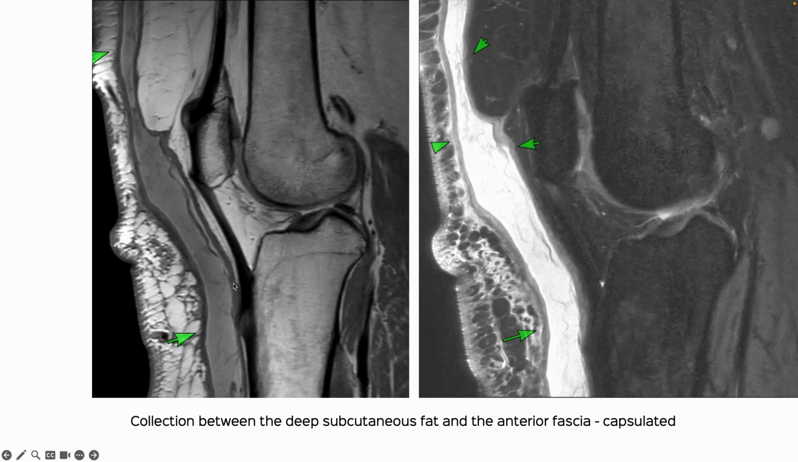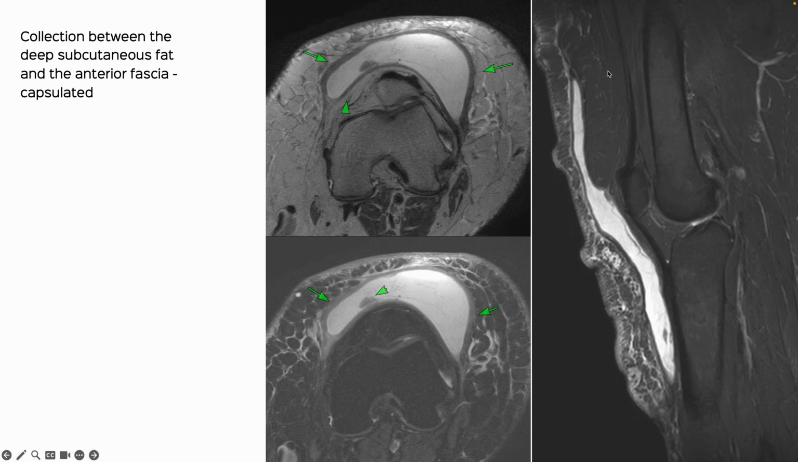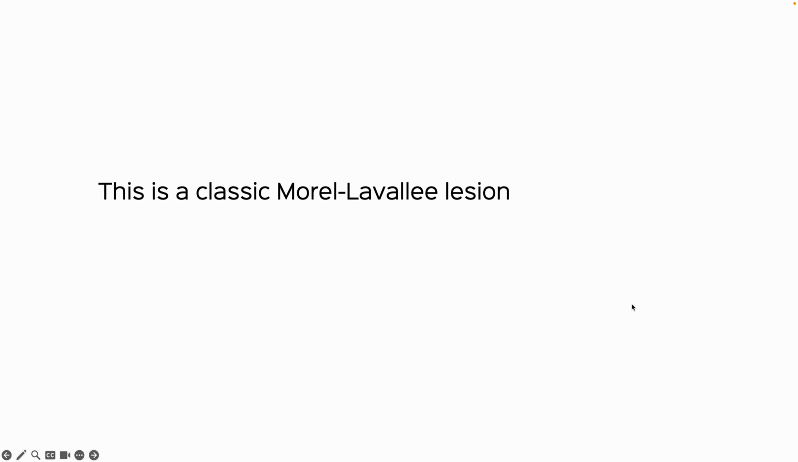And you can see that there is this collection here between the deep, this is a superficial and deep, subcutaneous fat and the fascia. And you can see a very nice wall, of course, with septae and debris, etc. And then you still see fat adjacent to the patellar tendon. And you can see that beautifully on the axial images here. There's still some edema of the subcutaneous fat, and the supero-inferior extent on the wider field of view is here. And this is a classic Morel-Lavallee lesion.